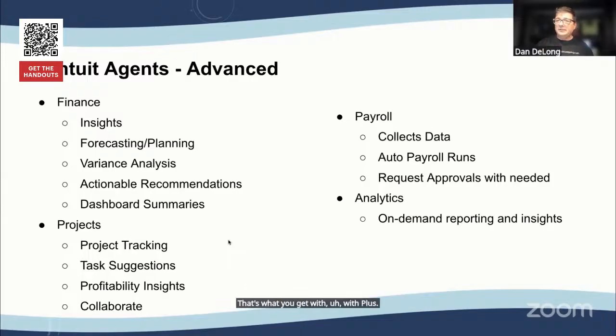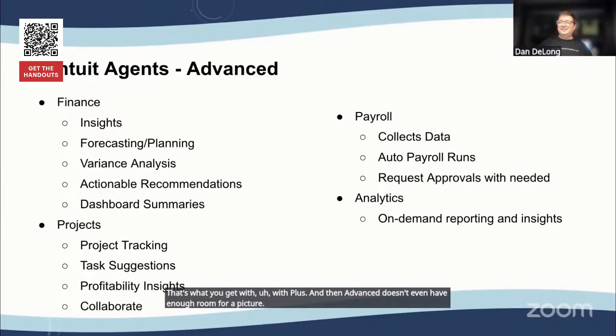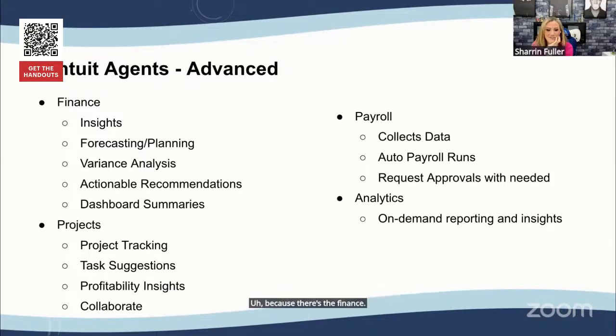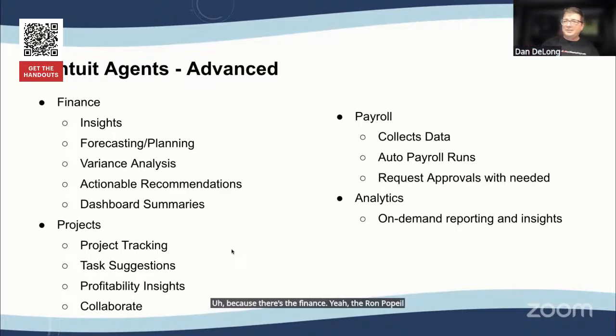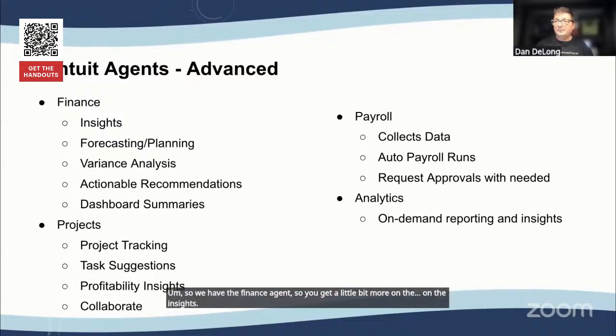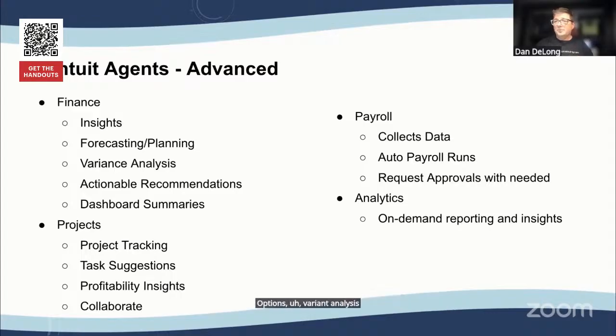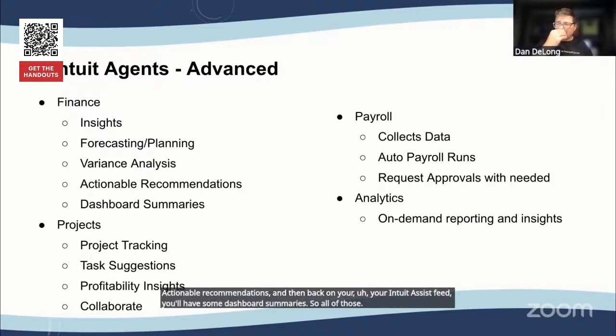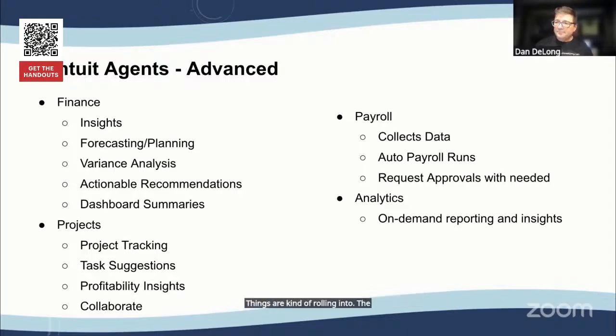And then Advanced doesn't even have enough room for a picture, because there's the finance. Advanced, you set it and forget it. Yeah, the Ron Popeil version of QuickBooks. So we have the finance agent. So you get a little bit more on the insights. There will be forecasting and planning options, variant analysis with the finance agent, actionable recommendations, and then back on your Intuit Assist feed, you'll have some dashboard summary. So all of those things are kind of rolling into the finance agent.